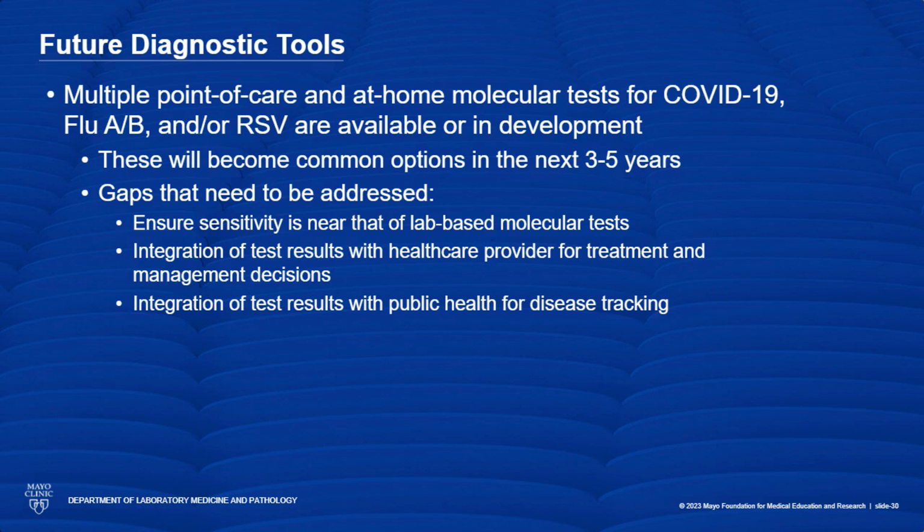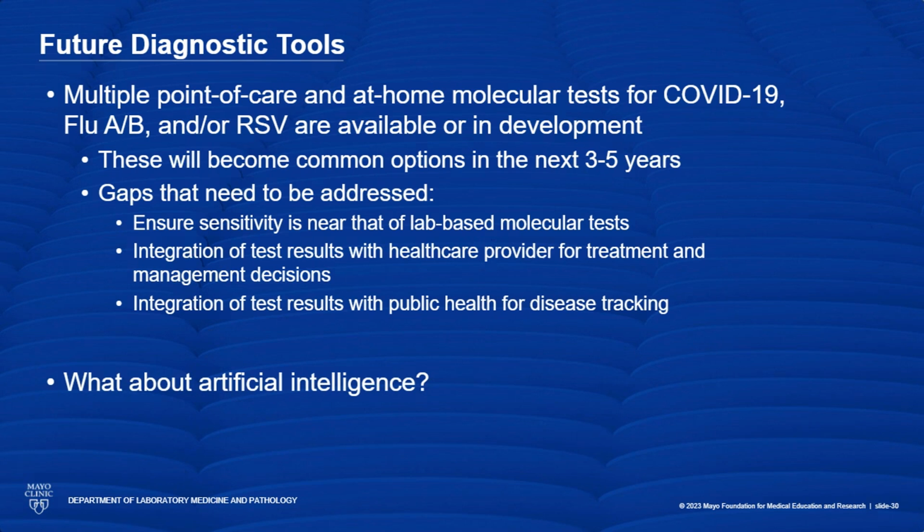Some gaps will need to be addressed. We're going to have to ensure that they're performing at a sensitivity near or close to lab-based tests. We've got to be able to integrate these results with individuals' healthcare providers so that treatment and management decisions can be made. We've also got to integrate these at-home or point of care results with the public health infrastructure for disease tracking. Right now, we're flying a bit blind because of the high rate of at-home antigen tests that are not closely integrated with public health.